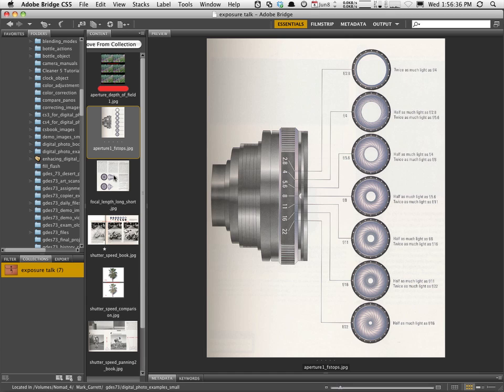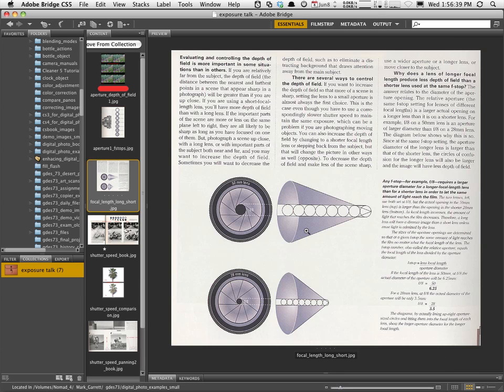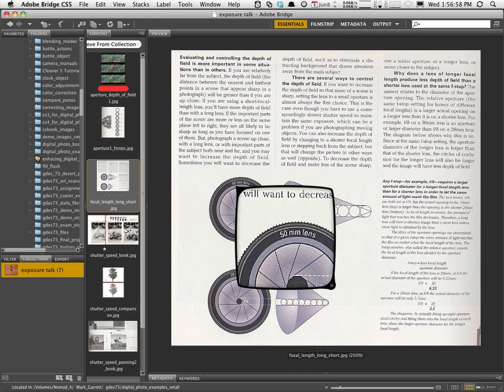F-stop is actually a ratio. So here's another example where the physical size of the hole may be different. Here's a 50mm lens, which is a sort of normal lens for a 35mm camera. That means it's about 50mm long. This 50mm part talks about how long the lens is.